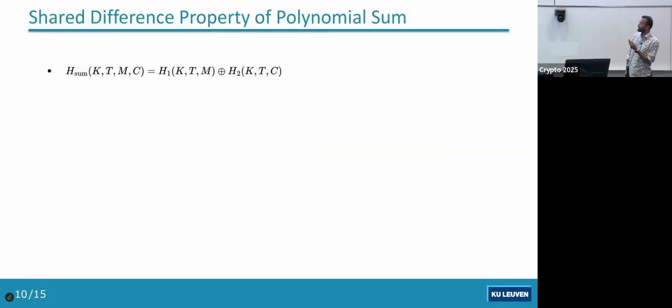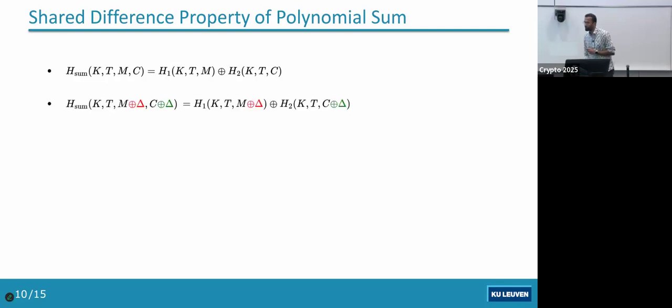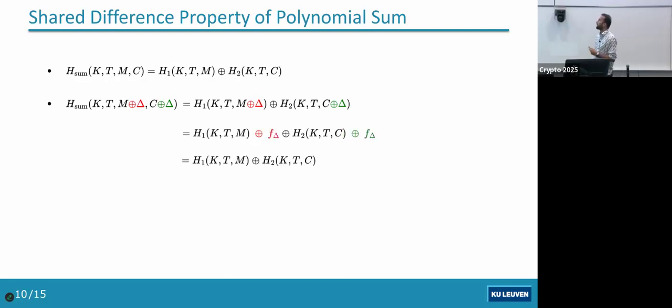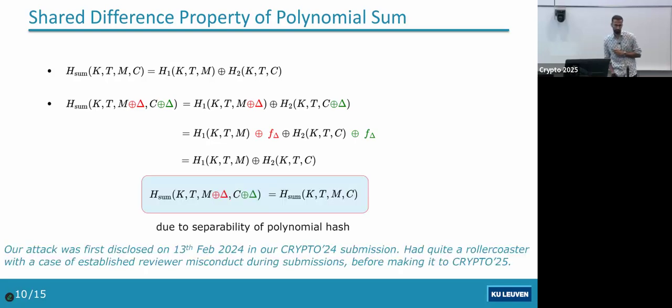To understand this, let's define a sum of polynomial hash functions. Let's say H_sum takes all the different inputs of these two hash functions, and we define it as the sum of the two. Then H_sum has this property that if you inject deltas in both M and C, you can separate the delta out and it will cancel out.